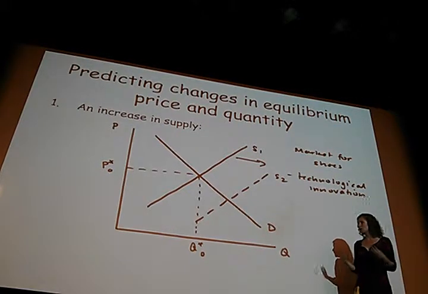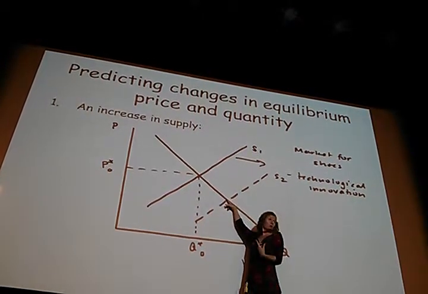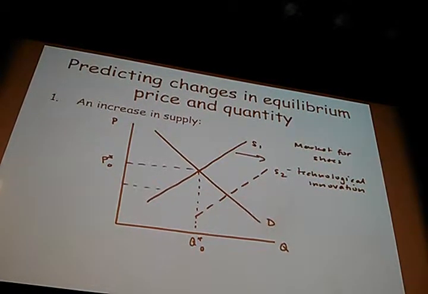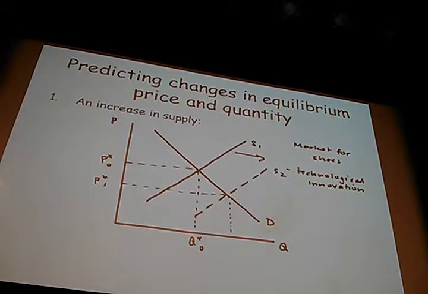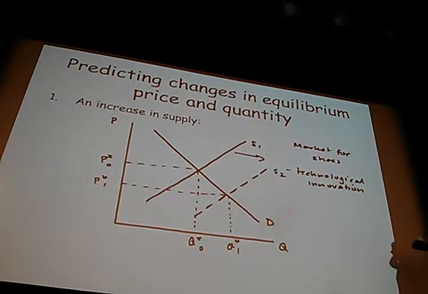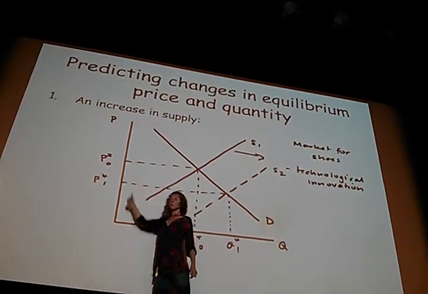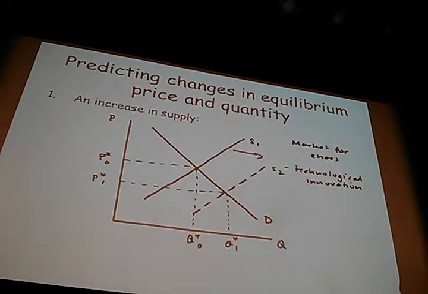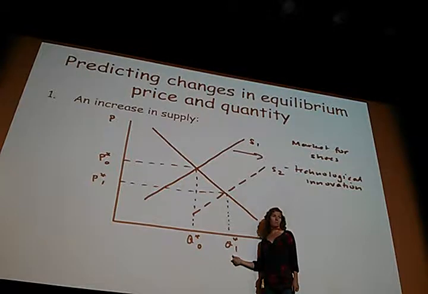What's going to happen? We can easily see where the new equilibrium price is going to be. It's going to be at the price that equates the quantity demanded with the new supply curve. So the new equilibrium price is going to be P star sub 1, and the new equilibrium quantity is going to be Q star sub 1. So typically, when supply increases, market price should fall and equilibrium quantity should increase. If there's a technological innovation in shoe production, we would expect shoes to become cheaper, and we would expect more shoes to be bought and sold in the market.